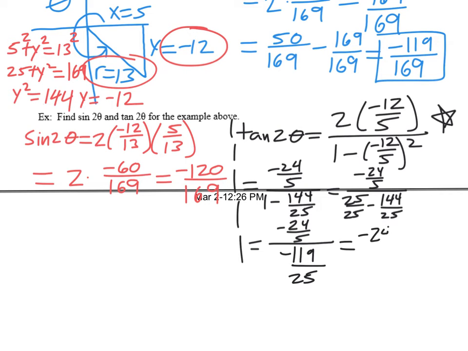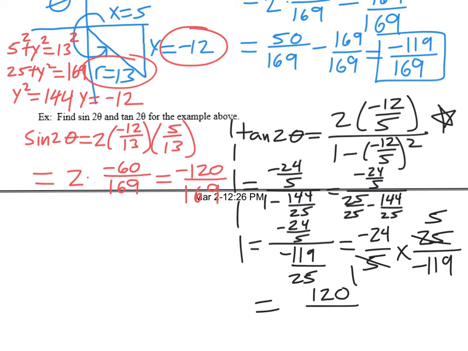All right, basically all that's left is to switch this to multiplication. 5 goes into 25 5 times. Oh, we are so close. I got a negative on the top and the bottom, so I'm just going to recognize right now my answer is going to be positive from having two negatives. So 24 times 5 is 120, and then the bottom is just 119. I'm telling you, tangent did it to us again.